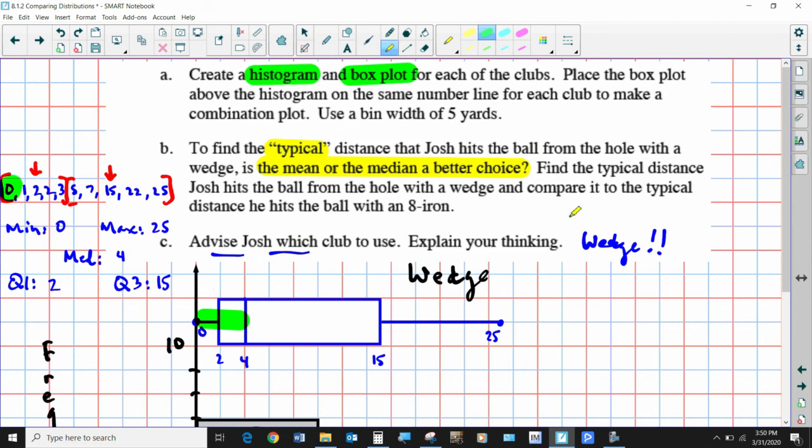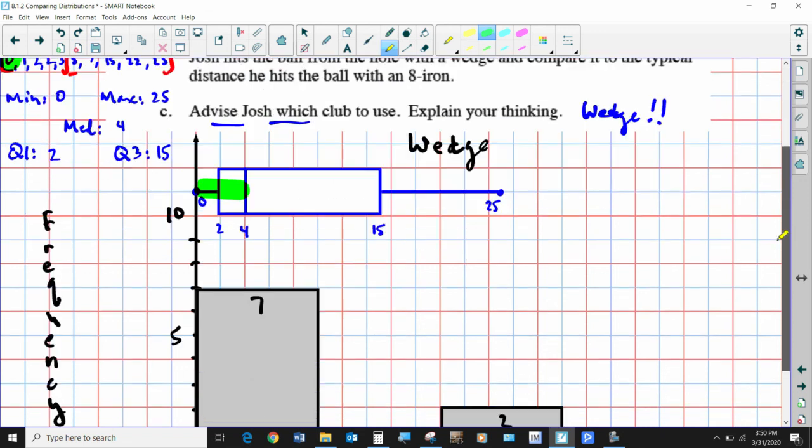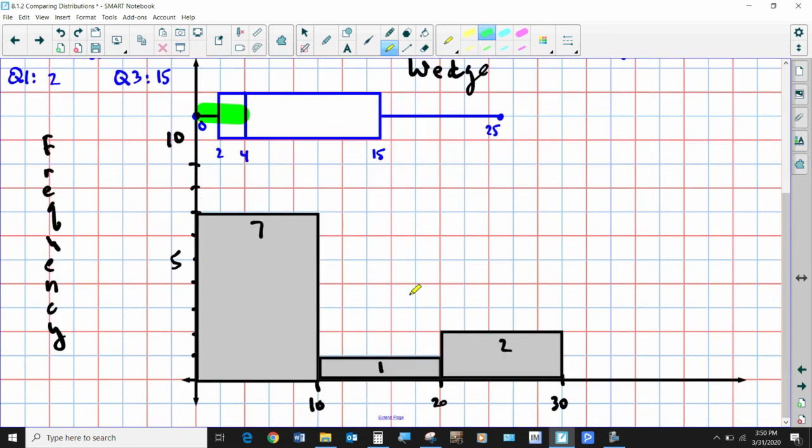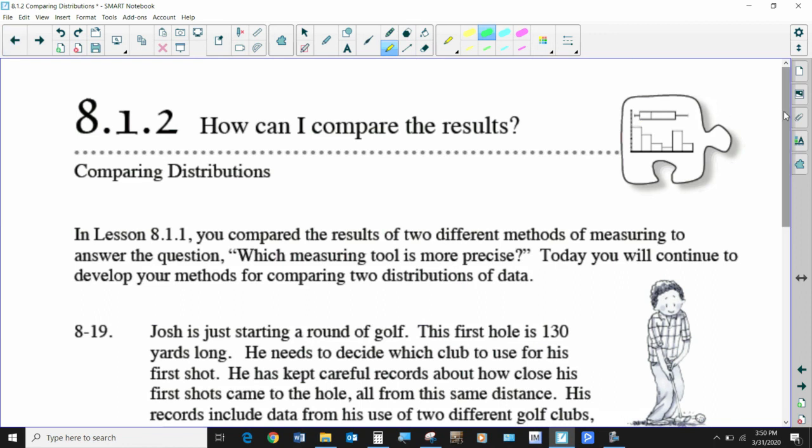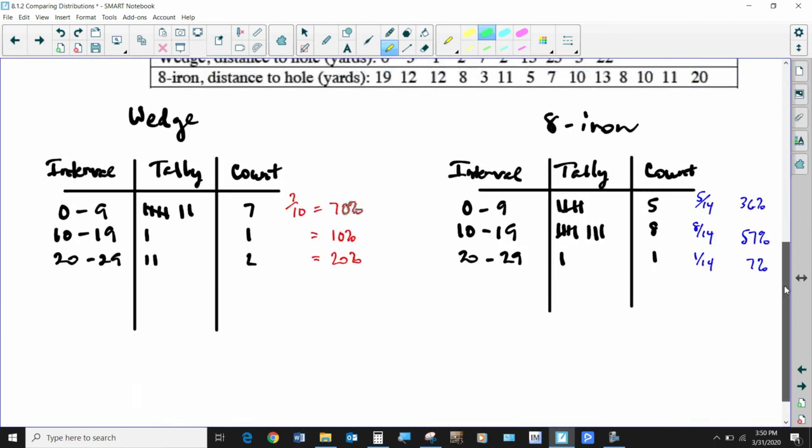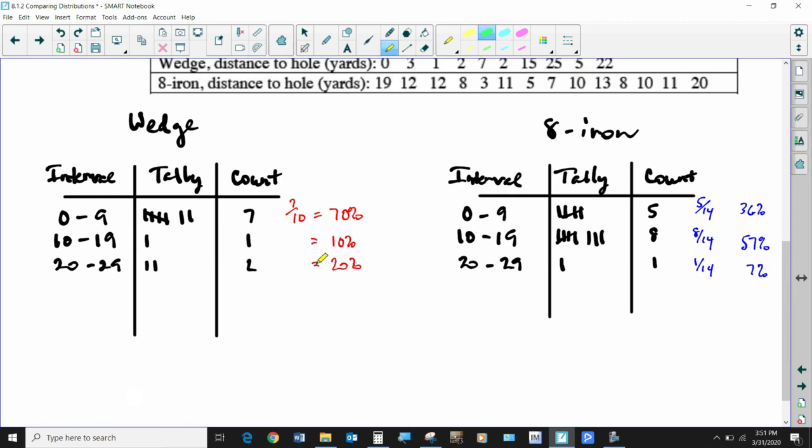That's my advice. So, different data displays can show you different pieces of information. The box plot shows you the spread. The histogram shows you the frequencies. You could just use a frequency table to get some percents, and all of them can be used to help you draw your conclusions about the data. In this case, I'm going with the wedge.